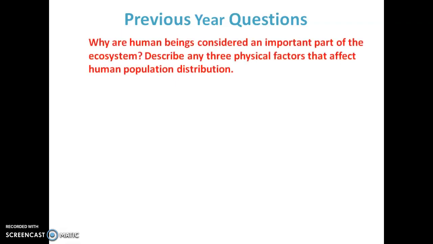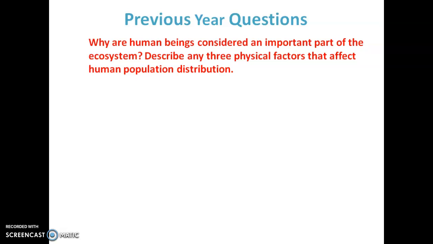The first question is: why are human beings considered an important part of the ecosystem? Describe any three physical factors that affect human population distribution. As we all know, we are part of the ecosystem, we are living in it. But the question is asking why human beings are considered an important part of the ecosystem.